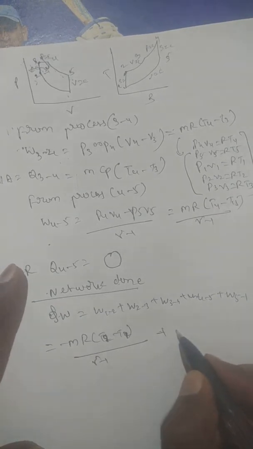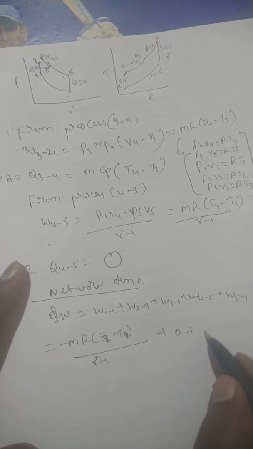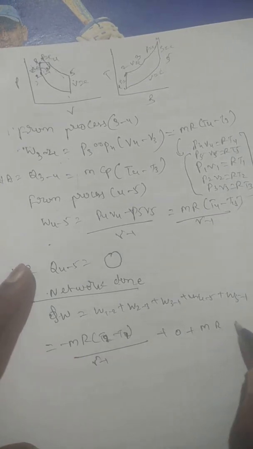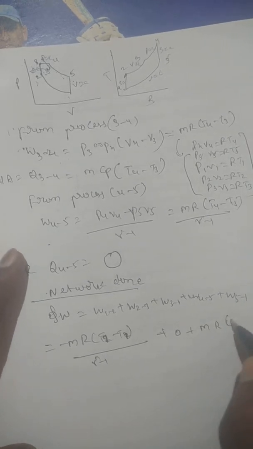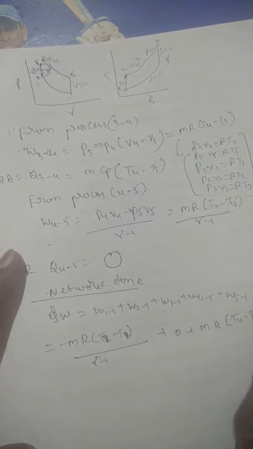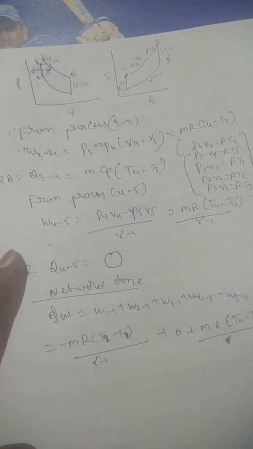2 to 3, constant volume, pressure 0. 3 to 4, what is the work done for 3 to 4? MR, you can write MR. What is that one? As I already written here, MR T4 minus T3 divided by gamma minus 1. Sorry, no, here it is not gamma minus 1.